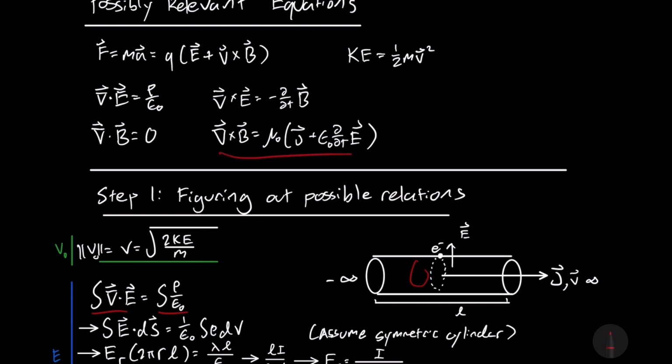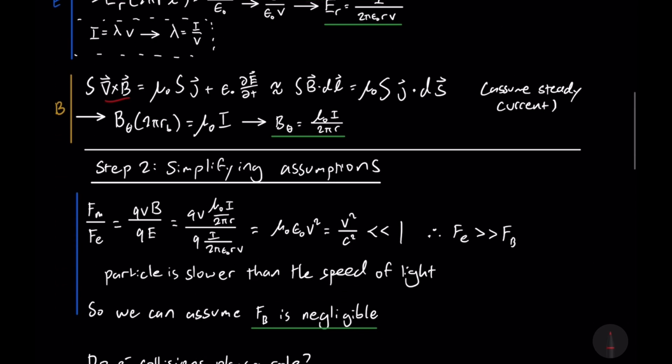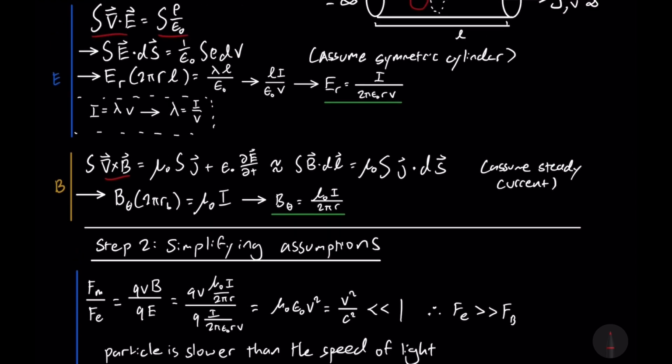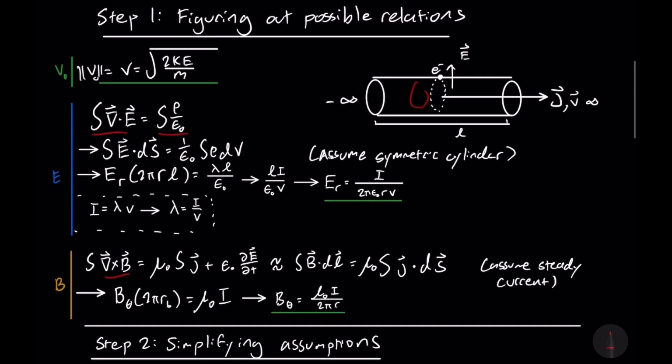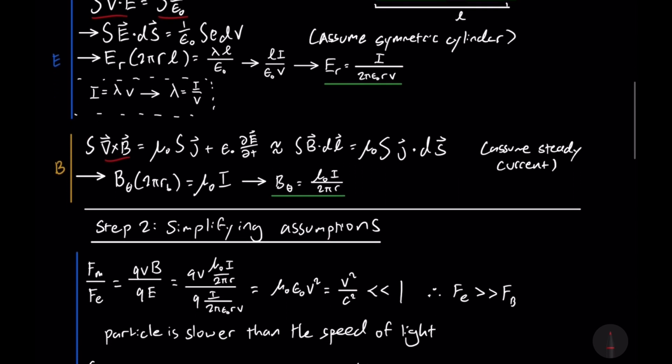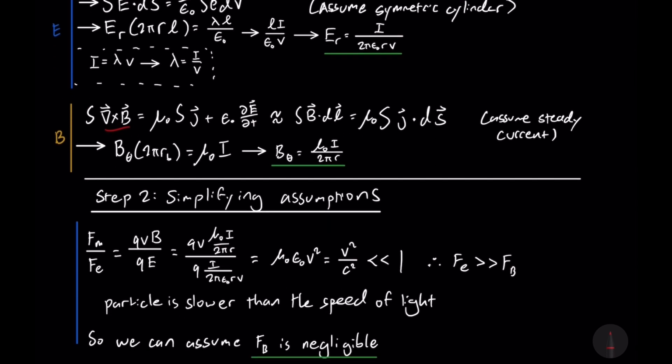Okay, so given this equation, we can assume that the change in electric field over time is going to be zero because we're assuming a steady current. So if you have a steady current, then what happens? Then nothing. There's no mechanism to change the electric field, right? It's just basically existing.